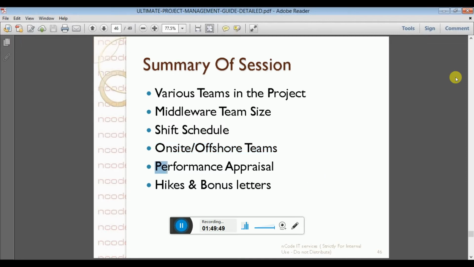And performance appraisal, you don't have to worry. You just say that performance appraisal is once every year. You will be appraised. This performance appraisal is basically for hikes and bonuses. So just say once in a year we have performance appraisal.